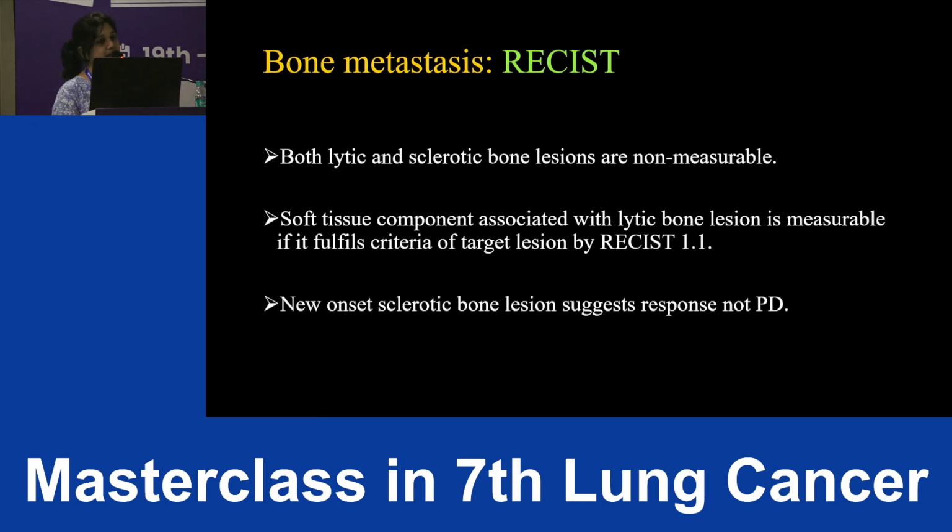Now coming to bone metastasis. So both lytic and sclerotic bone lesions are non-measurable as per RECIST criteria. Only the soft tissue component, if it is associated with the lytic bone lesion, then it becomes measurable if it fulfills the target lesion criteria by RECIST 1.1. That is, if it is more than or equal to 10 millimeter. And new onset sclerotic bone lesions suggest response and not progressive disease.